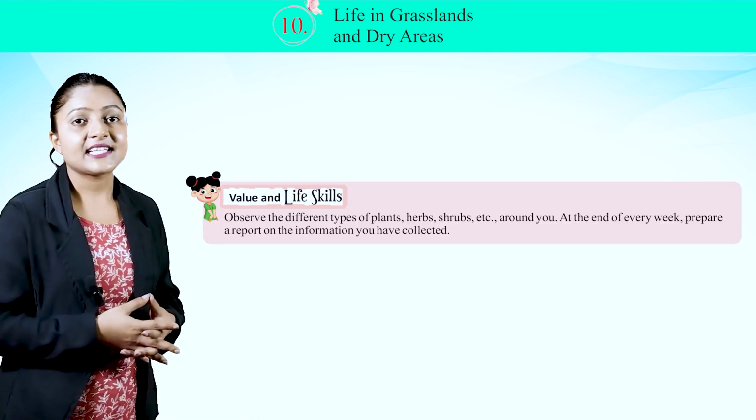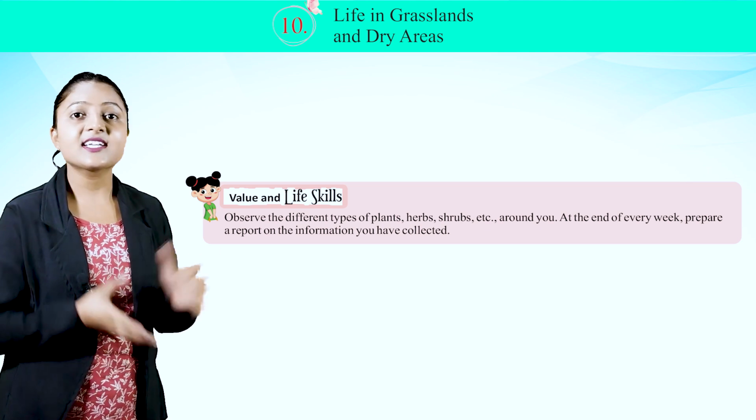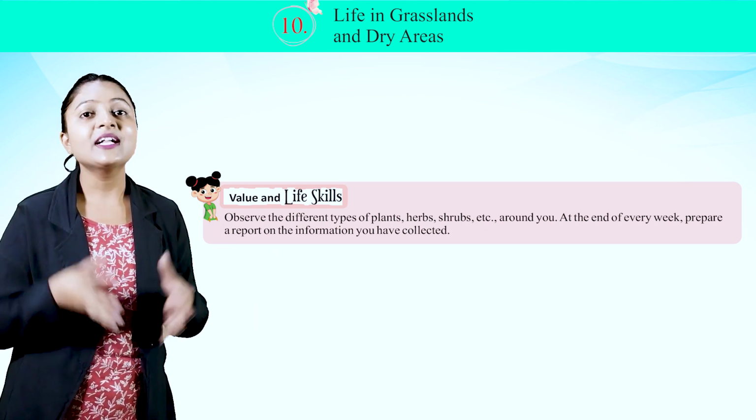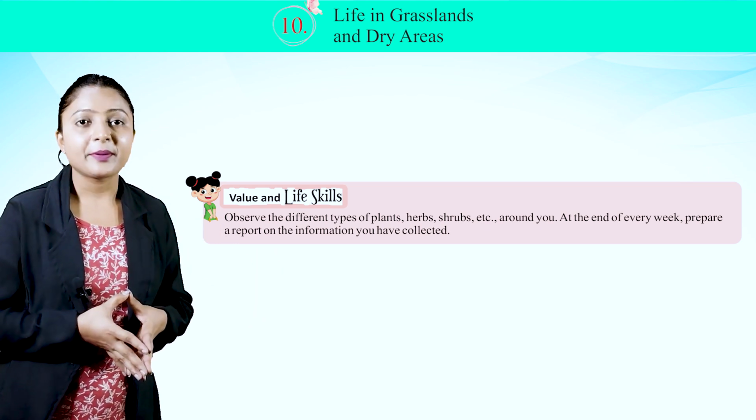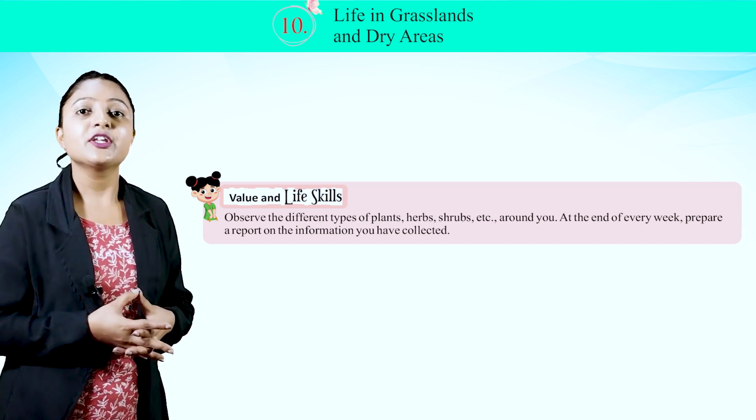Value and life skills. Observe the different types of plants, herbs, shrubs, etc. around you. At the end of every week, prepare a report on the information you have collected.